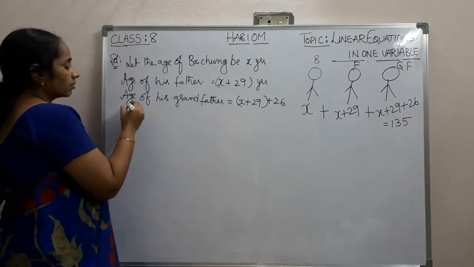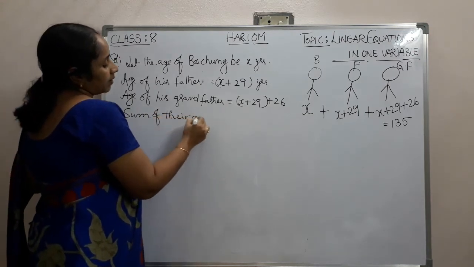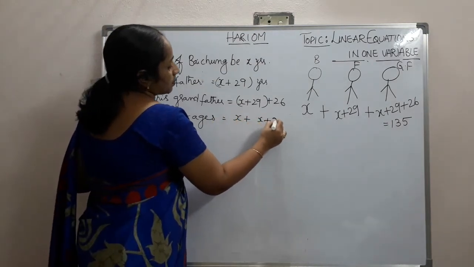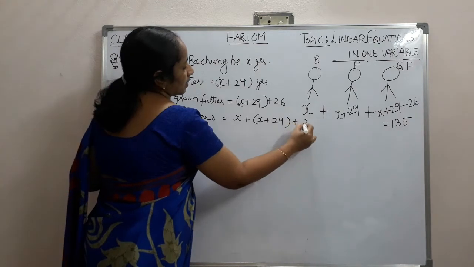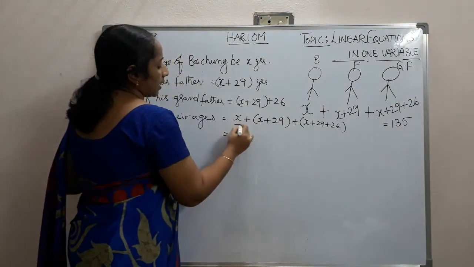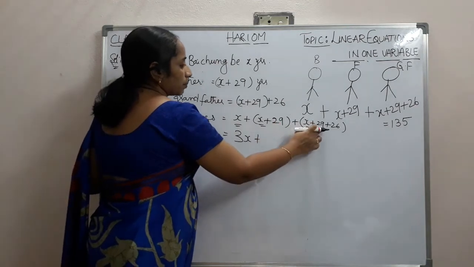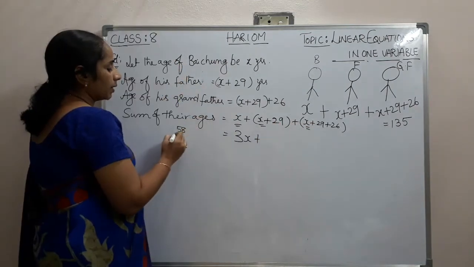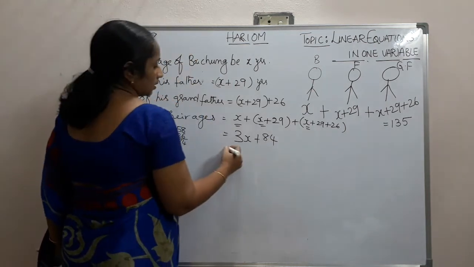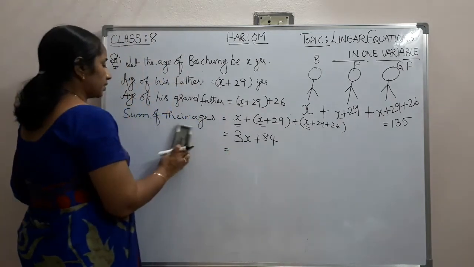Now the sum of their ages is x plus 29 plus x plus 29 plus 26. Combining like terms, it is 3x, and 29 plus 29 plus 26 is 84. This is the sum of their ages.